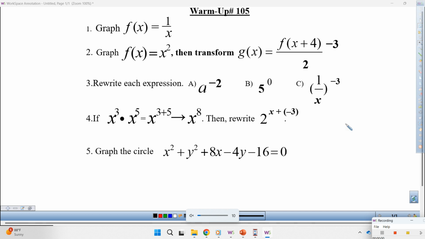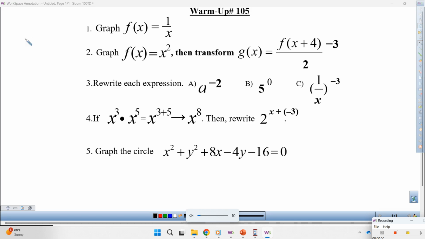All right, so warm-up 105 is very similar to what we've been doing these past 2 days. By now, you guys should be experts at these. All right. So to get the show on the road, start with number 1. Graph f of x equals 1 over x. So what do we do for that one?